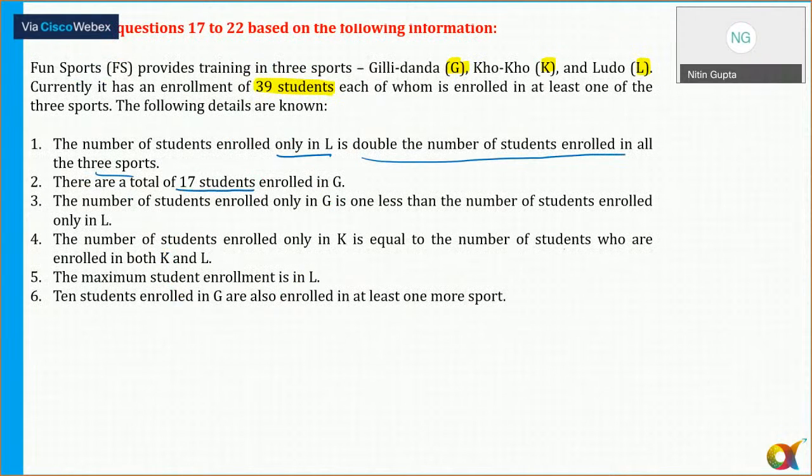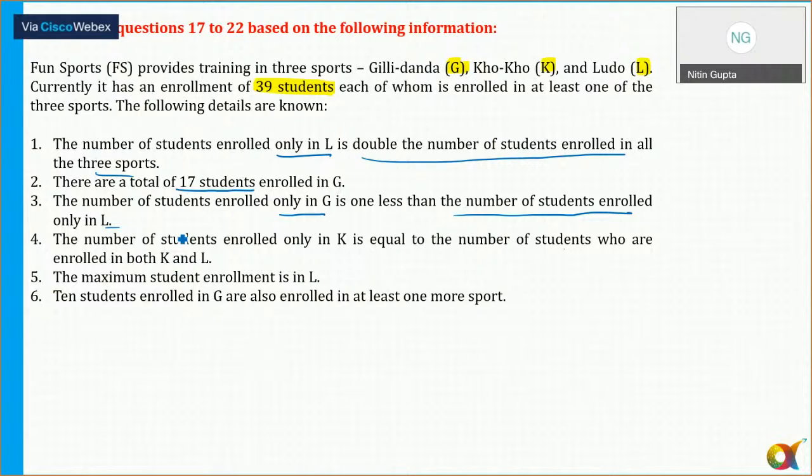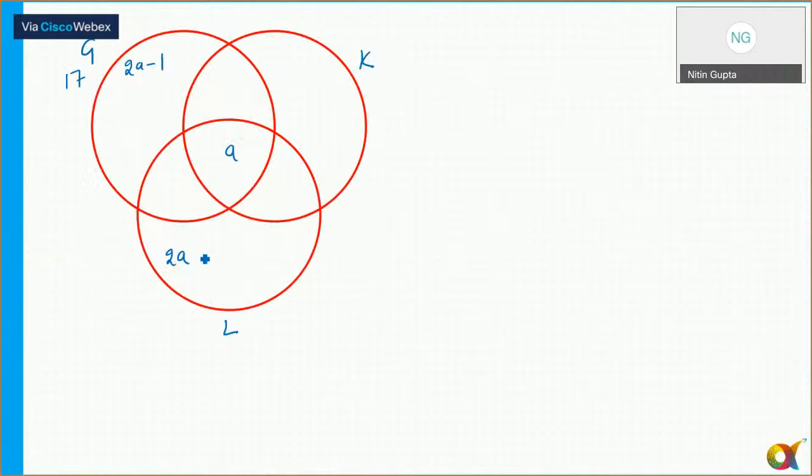The number of students enrolled only in G is one less than the number of students enrolled only in L. So only L is 2A, so only G will be minus 1. So only G is equal to 2A minus 1. Third statement we have done. Fourth, the number of students enrolled only in K is equal to the number of students who are enrolled in both K and L. So only K is equal to both K and L.